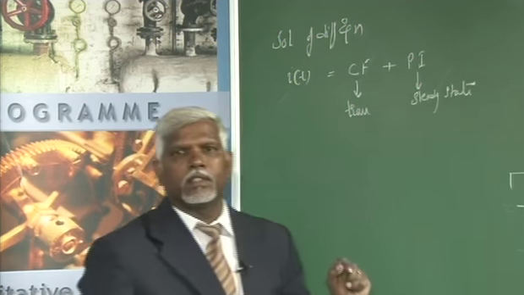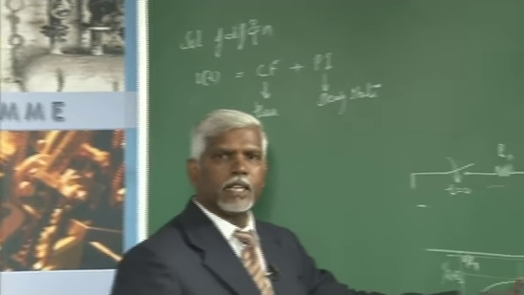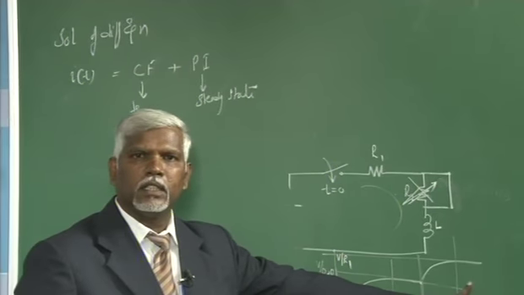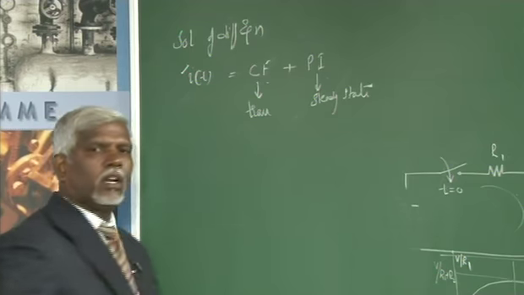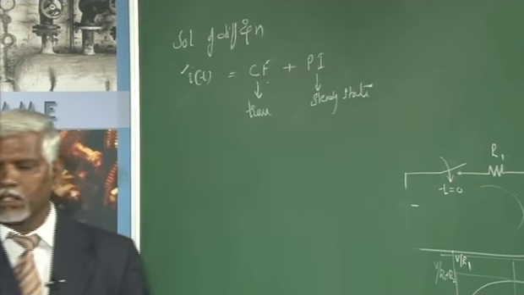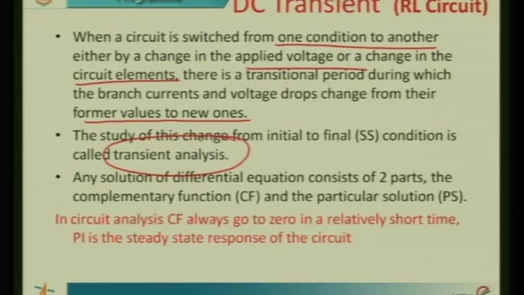The complementary function is said to be your transient part, and the particular integral is your steady state. The transient part is the one where the current keeps changing with time, and steady state is the one where the current is constant after switching. These two put together give an expression for I of t. The complementary function is the one which goes to 0 with time, and the steady state remains, being the final state of the expression for current.